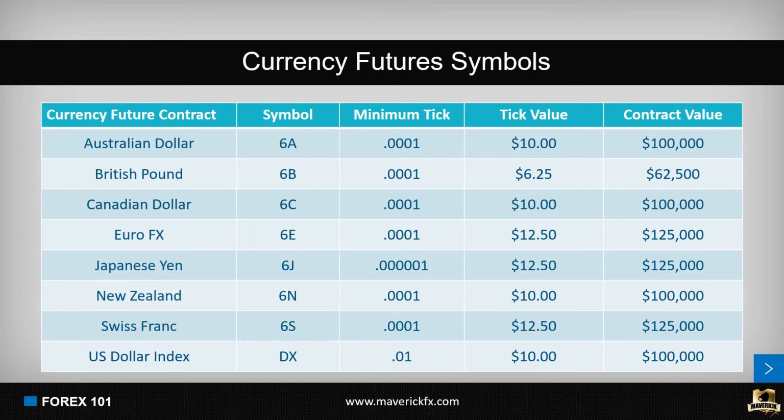The euro is going to be 125. The yen's 125. Swiss franc is 125. And then the pound is the weird one, 62.5. There's also the dollar index futures. As we talked about in other sessions, we're just not crazy about the dollar index, the way it's put together. It's really almost just like watching euro dollar, but it definitely is a currency future that you could trade.